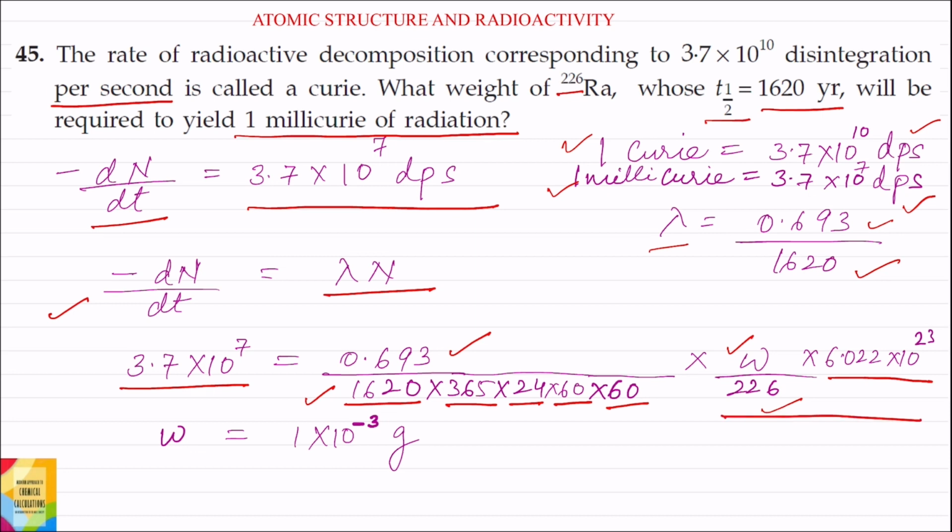So this is the value of lambda. So this is the value of N. Now multiplying the value of lambda and N and solving this equation, we get the value for W equal to 1 × 10^-3 gram.